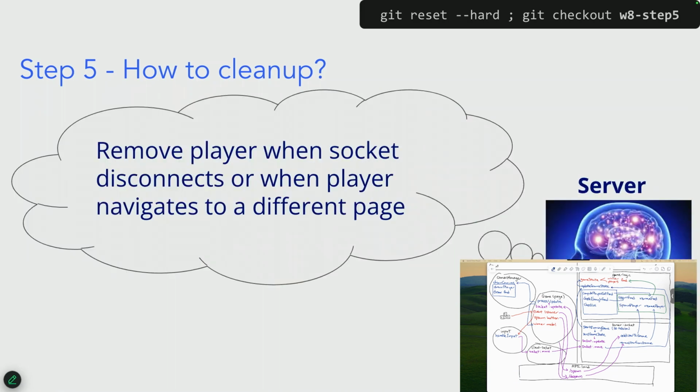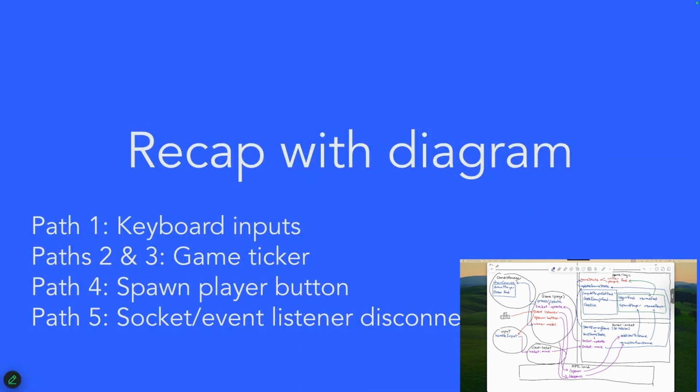For our purposes, we delete the player out of the players array. We can remove all of their data. And we do that whenever either the socket disconnects or when the player moves to a different page, so the component dismounts. That generally covers most of it, but there can be other situations that you might want to cover.